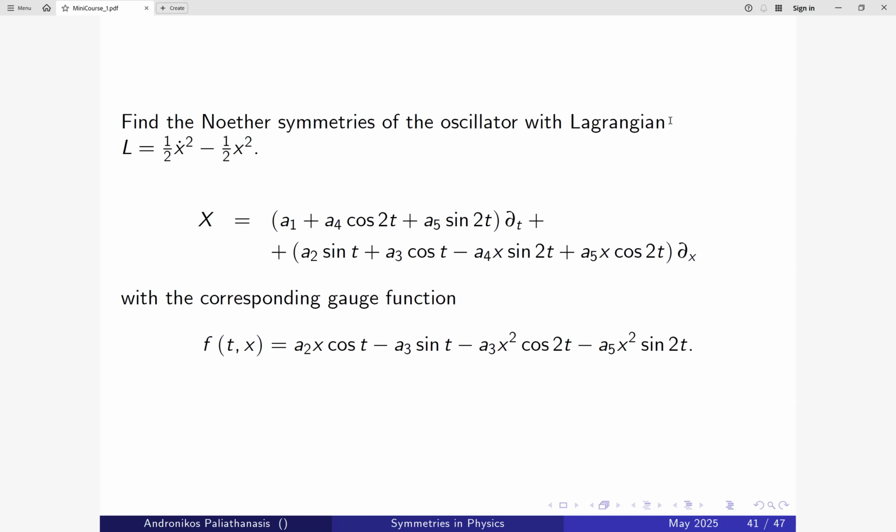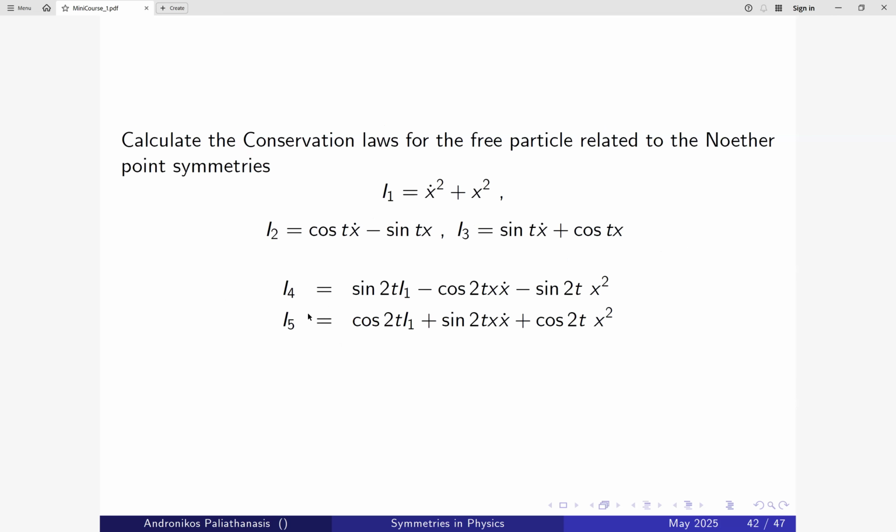Now, if we go to the oscillator and apply the same condition, let us determine the Noether symmetries for the oscillator with Lagrangian L. For this Lagrangian, we determine five Noether symmetries, which are the following ones. This is the corresponding H function, and these are the 5 conservation laws.